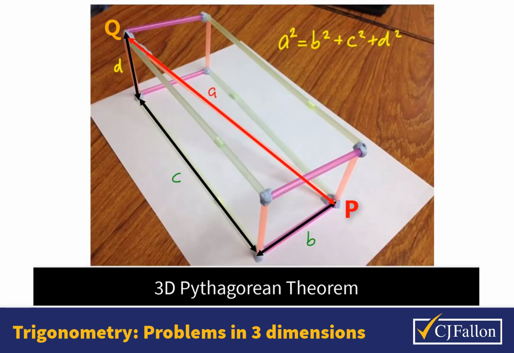And it turns out that the square on this diagonal, a squared, is equal to b squared plus c squared plus d squared, which happens to be a right angular pathway to get from P to Q. And it turns out that for any right angular pathway that you can take to get from P to Q, if you square each of the sides and sum these squares, it will be equal to the square of this diagonal.